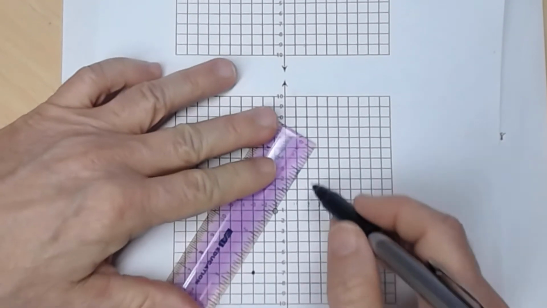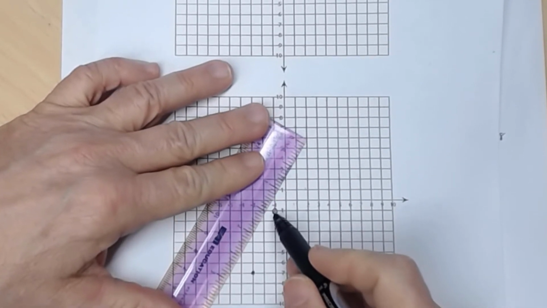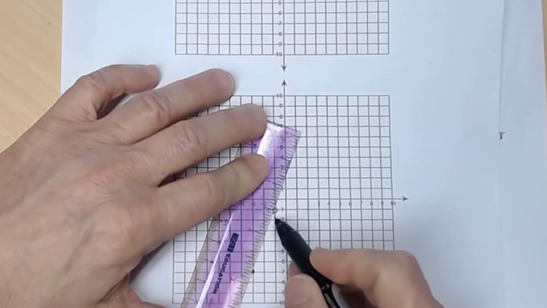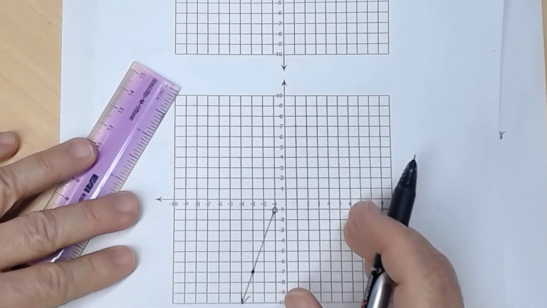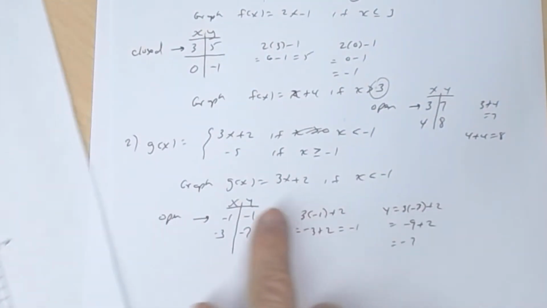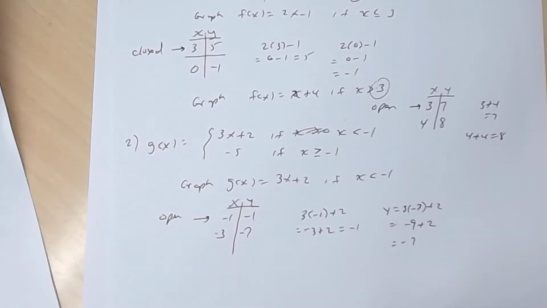And then remember, don't draw a line that goes like this, because this piece of the graph starts here. And then you draw your line going through this point. And so there's your ray. All right, so that right here is the graph of the first piece of my function. Now let's look at this one.